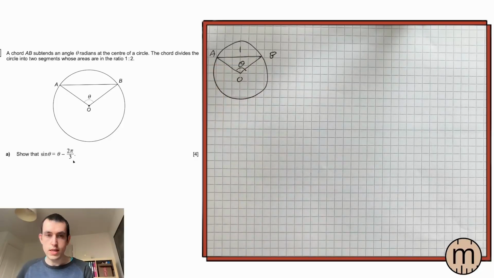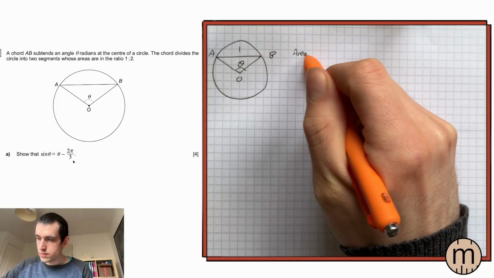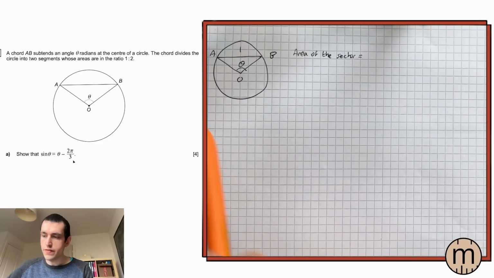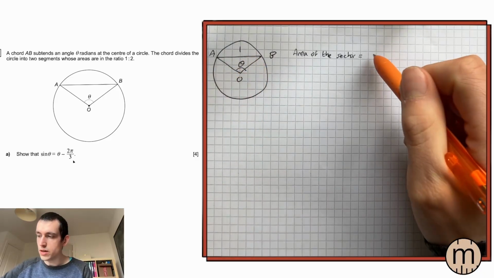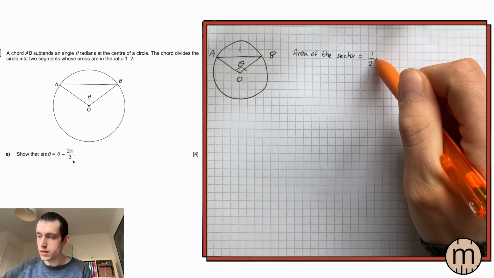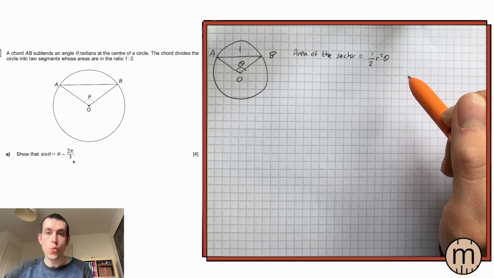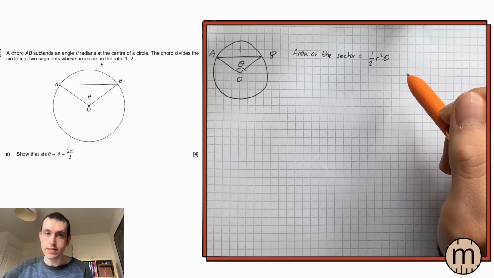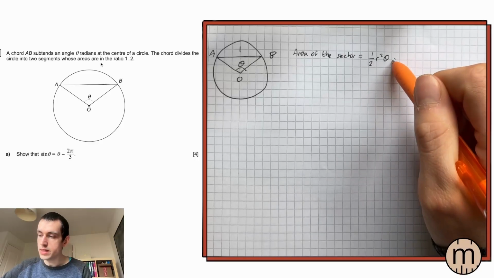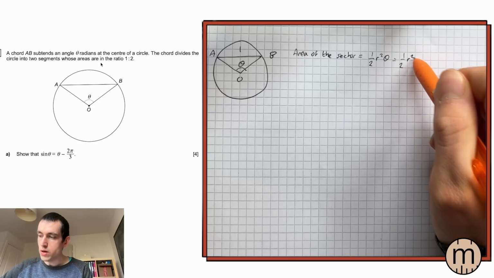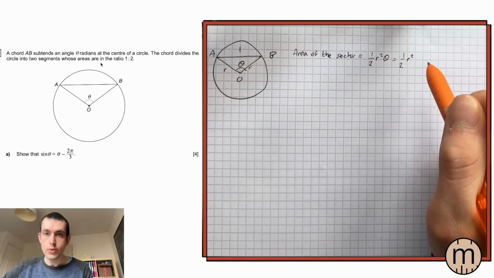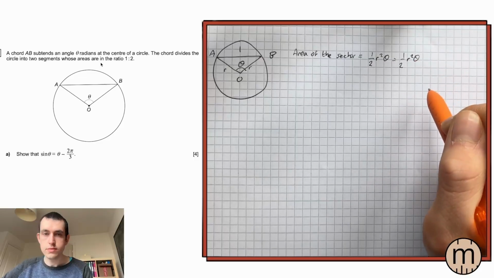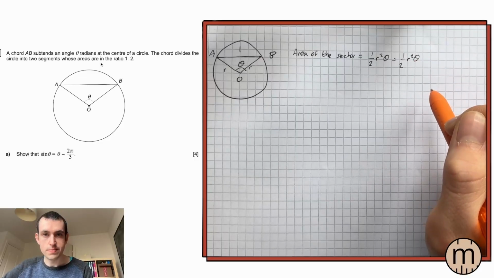So let's work out some areas. I'll start with the area of the smaller sector here. The formula that we need to know for a sector is 1/2 r squared theta when theta is measured in radians, which luckily in this question it is. So 1/2 r squared theta. We don't know what r is, so I'm going to leave it as r. We also don't know what theta is, so I'm going to leave it as theta. How helpful is that?